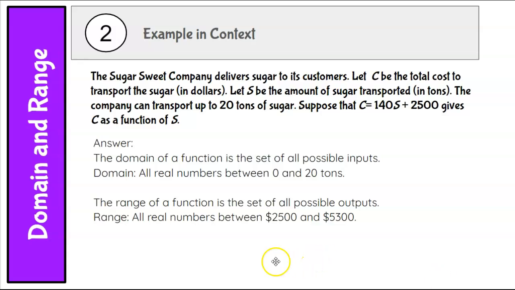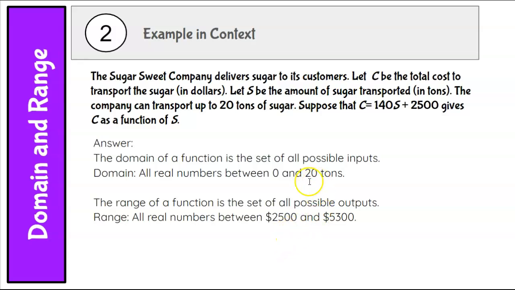The range of a function is the set of all possible outputs. Okay? So to figure out the range, we can see that 0 tons would give us the smallest cost here, and 20 tons would give us the maximum, most expensive cost. So if I put 0 in for S and I do 140 times 0 plus 2,500, I get the minimum cost would be 2,500.